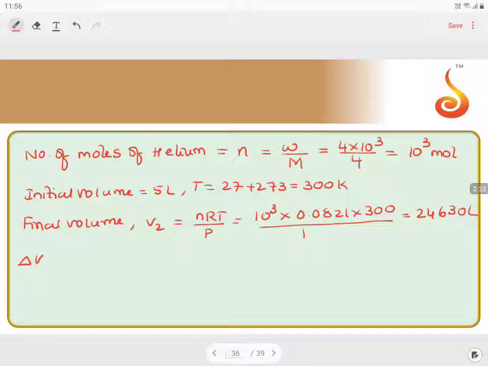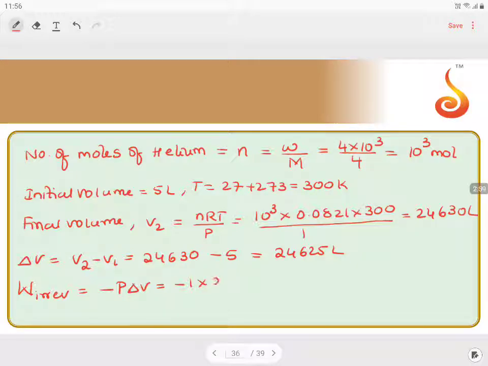So delta V will be equal to V2 minus V1, that is 24,630 minus 5, which is equal to 24,625 liters. Now what is the work done in an irreversible process against constant pressure? This is minus P into delta V, which is equal to minus 1 into 24,625 liter atmospheres. I can write minus 24,625.